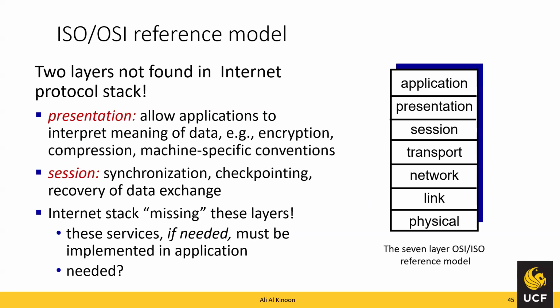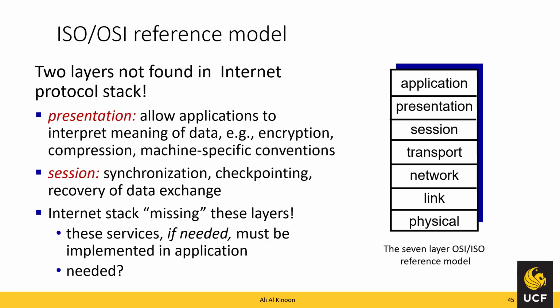And these are additional chapter slides. There are only 2. With the OSI model, basically the slide is saying the presentation and session layers are really not related to the network, and I said that before. They're mostly related to the application and the users. The presentation layer allows the application to interpret the meaning of data. It can be encryption, compression, machine-specific conventions, and for sessions, synchronization, checkpointing, and recovery of data exchange.